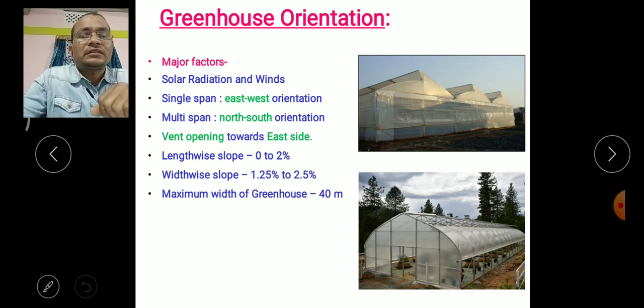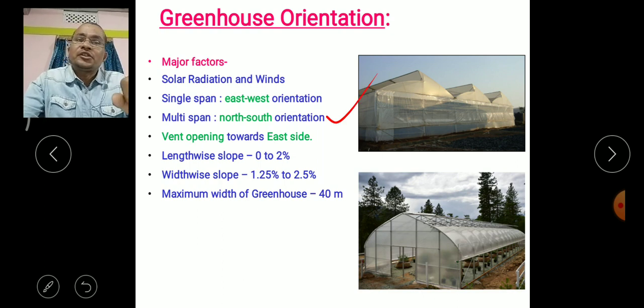Okay, next is greenhouse orientation. This is the overall summary. With too much solar radiation, there should not be any obstruction to solar radiation or light intensity. And if wind velocity is too high, wind breaks are required. If not, wind breaks are not required. Single span east west orientation gives the better result. Multi span north south orientation gives a better result. This structure is a multi span, so north south is good, and for a single span, east west direction is the good one. Okay.